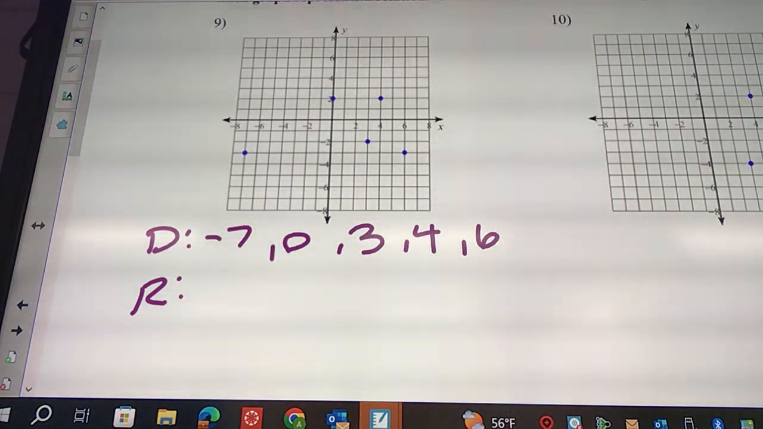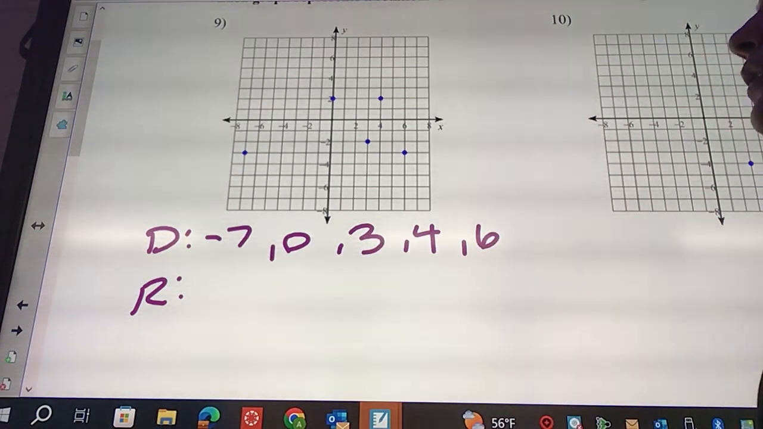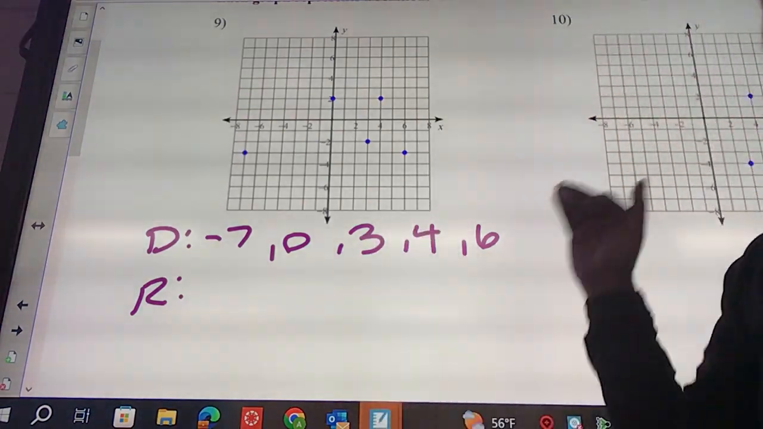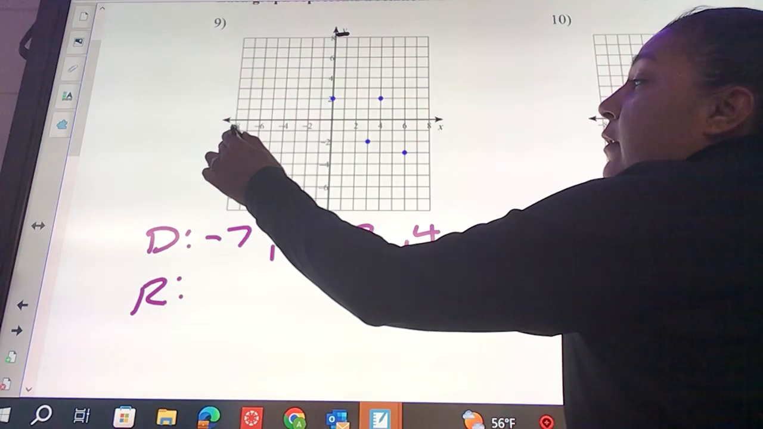The range is the Y's. Again, it doesn't matter whether you start here or here. We're going over to the Y line. This is the Y line. So I got one here. What is this at?